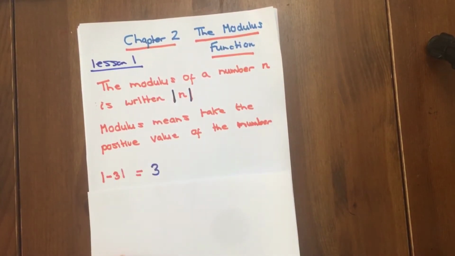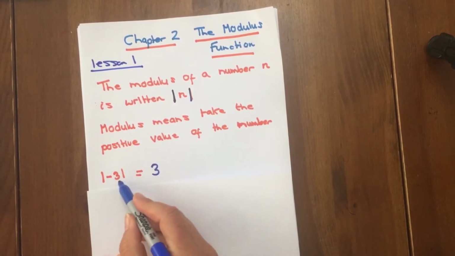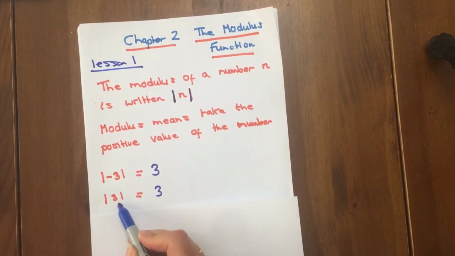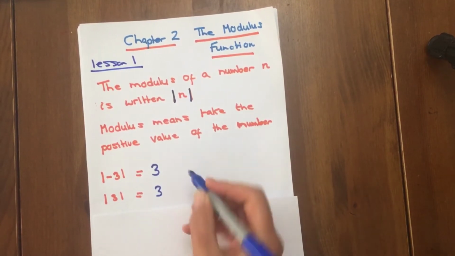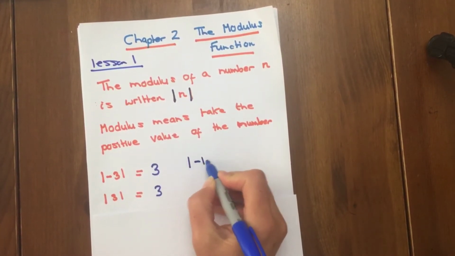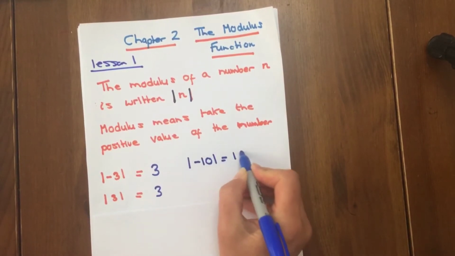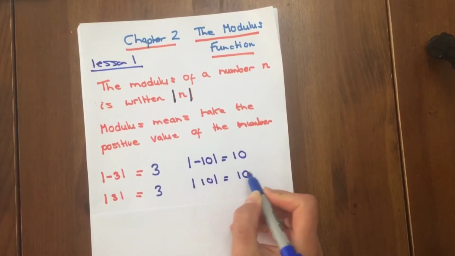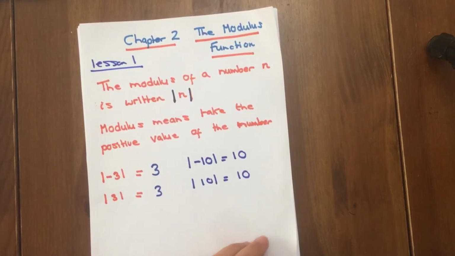So, for example, the modulus of -3 just means 3. And the modulus of 3 just means 3. i.e. the modulus of -10 just means 10. The modulus of +10 just means 10. We're just taking the positive value.